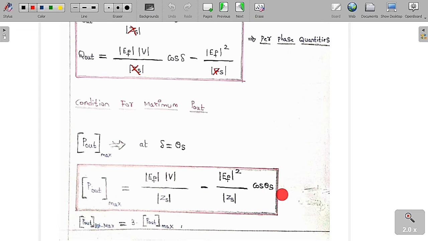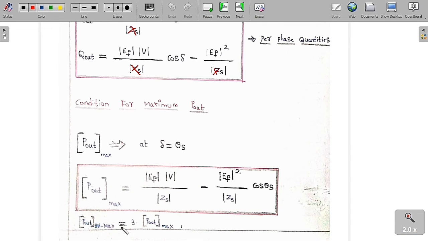So this is the equation that you are going to get if you substitute delta is equal to theta s. And if you want the three phase output power, it is per phase, so you need three times of this one. So three times the output maximum power you are going to get is the output power.